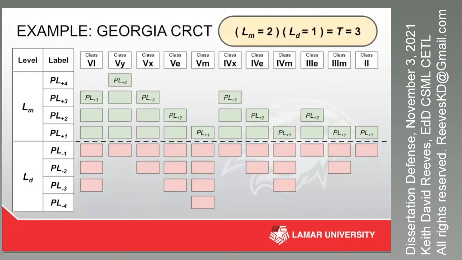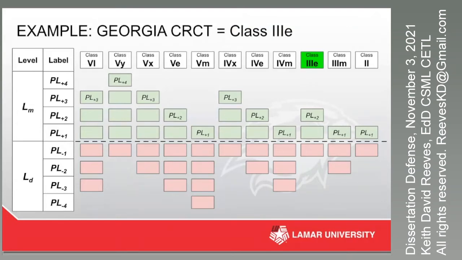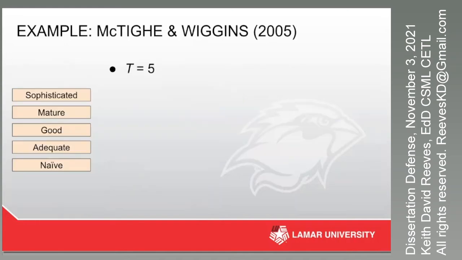And now on to the taxonomy. We look for that unique arrangement of LM equals 2, LD equals 1, T equals 3. Because all classes are initially named after T, it's kind of easy. We look at versions of class 3 to find this proper classification. We locate LM equals 2, LD equals 1 here, class 3E. The Georgia model is a class 3E SBRC model in Reeves taxonomy.